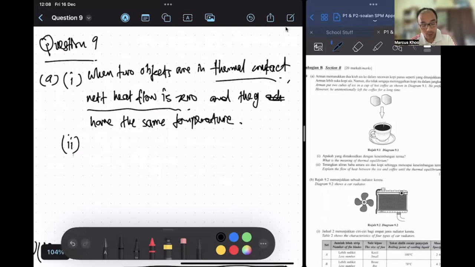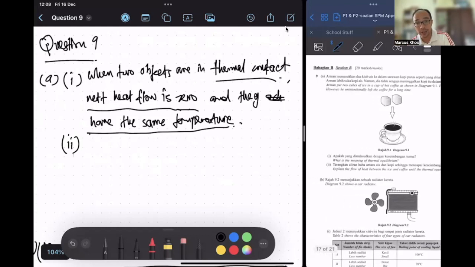Okay, so this is the situation where two objects are in thermal equilibrium. Two objects are in thermal contact, they have to be touching one another thermally. And of course, the net heat flow is 0, or net heat transfer is 0, and then they have the same temperature. Okay, so explain the flow of heat between the ice and the coffee until thermal equilibrium is reached. And if you notice here, it is a 3-mark question.